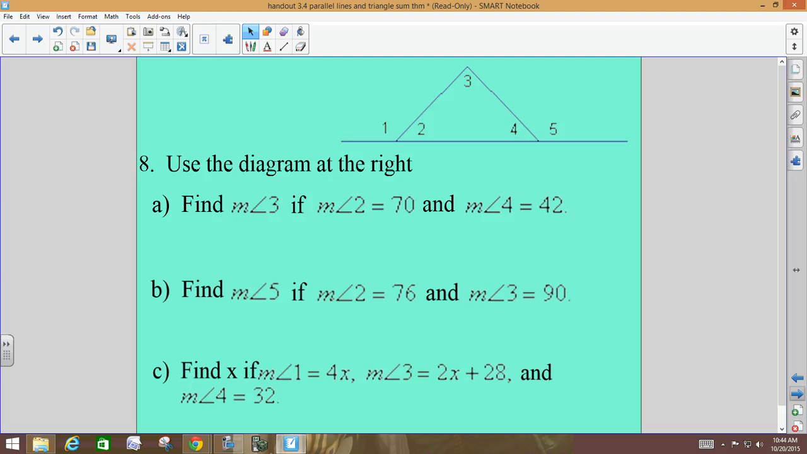On part A, it says find the measure of angle 3 if the measure of angle 2 is 70 and the measure of angle 4 is 42. We have to find the measure of angle 3.